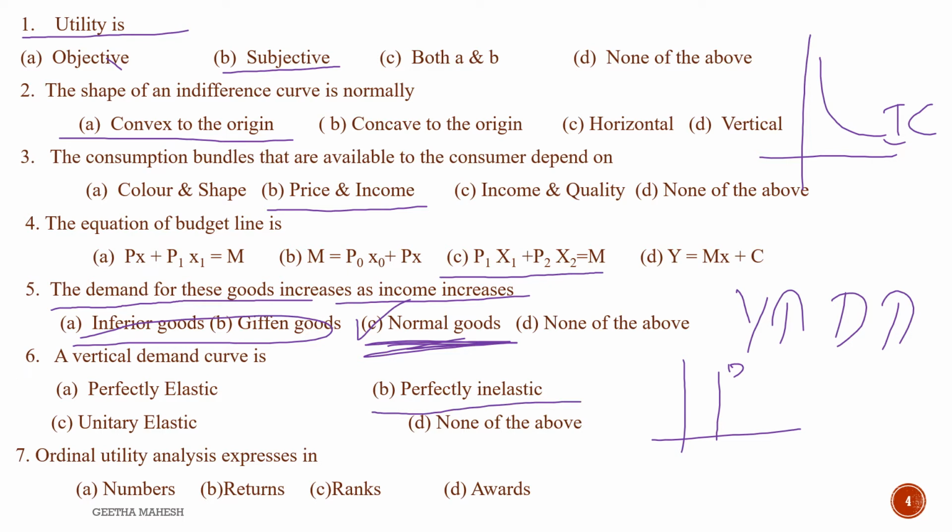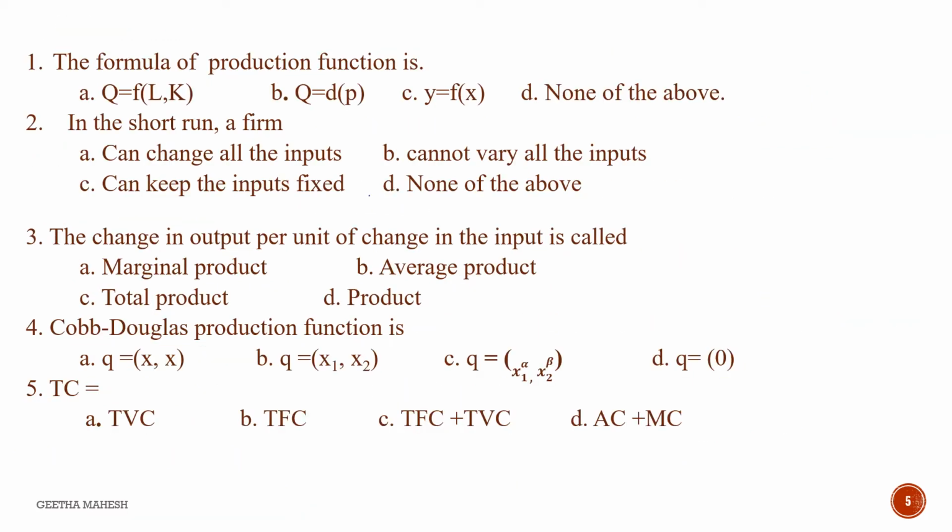Ordinal utility analysis expressed in numbers, returns, ranks, awards. We know that under ordinal utility analysis, utility is expressed in terms of ranks. The formula of production function is Q equals F of L, K, Q equals D of P, Y equals F of X, none of the above. Dear student, it is Q equals F of L, K, that is labor and capital.